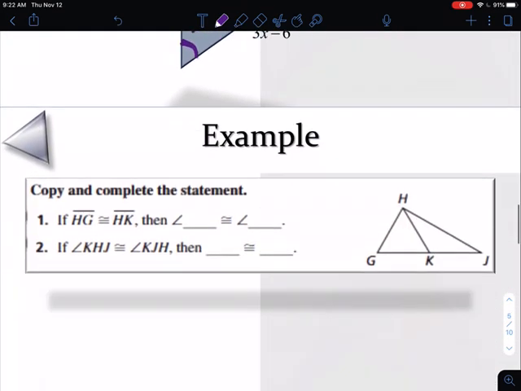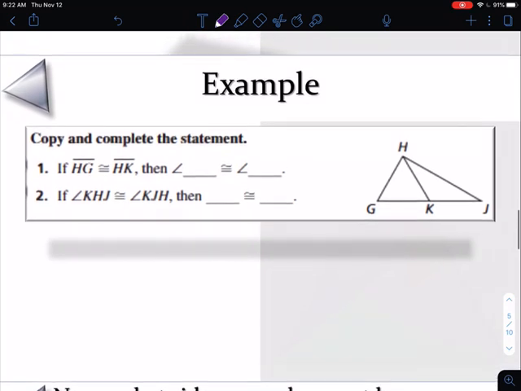So one of the things we're going to ask you to do, besides solving for missing sides or solving for x, is being able to identify which pieces are the same based on what they give you. So for this one, there's two problems. The first one says if line segment HG is congruent to line segment HK. So they're saying in this picture, HG and HK are congruent. So if I mark those two sides, they want to know which two angles in the picture have to be congruent. Well, if those are my two sides that are congruent, I go to the opposite angles.